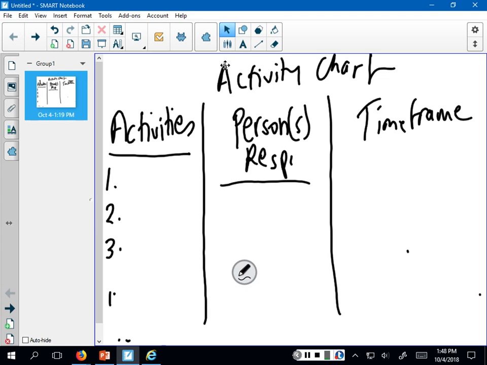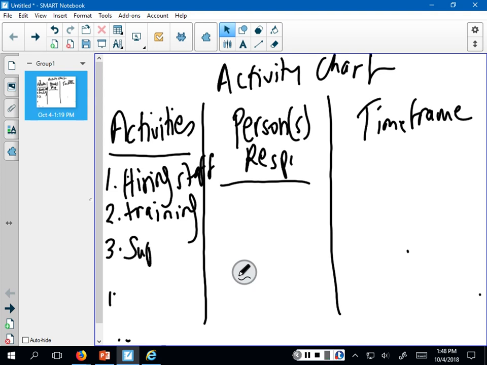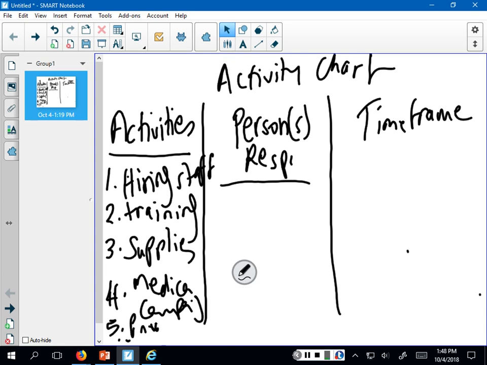So again, you can start with hiring your staff, training them, purchasing your equipment and supplies, designing your media campaign, training your providers, etc. And then for each of those activities, you will indicate who's responsible.